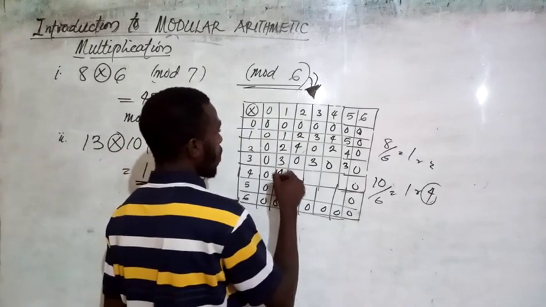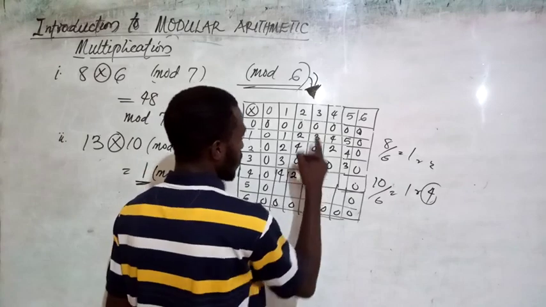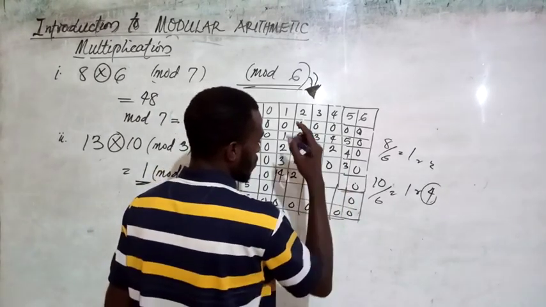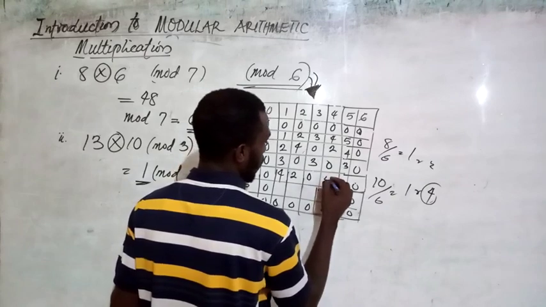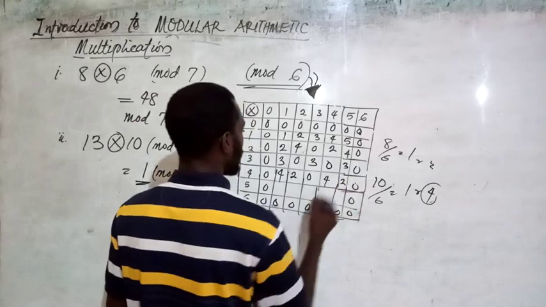4 times 1, 4. 4 times 2, 8. We wrap up, we have 2. 4 by 3, 12. We wrap up, we have 0. 4 by 4, 16. We wrap up, we get 4. 12 minus that, we get 4. 4 by 5, 20. We wrap up, we have 2.